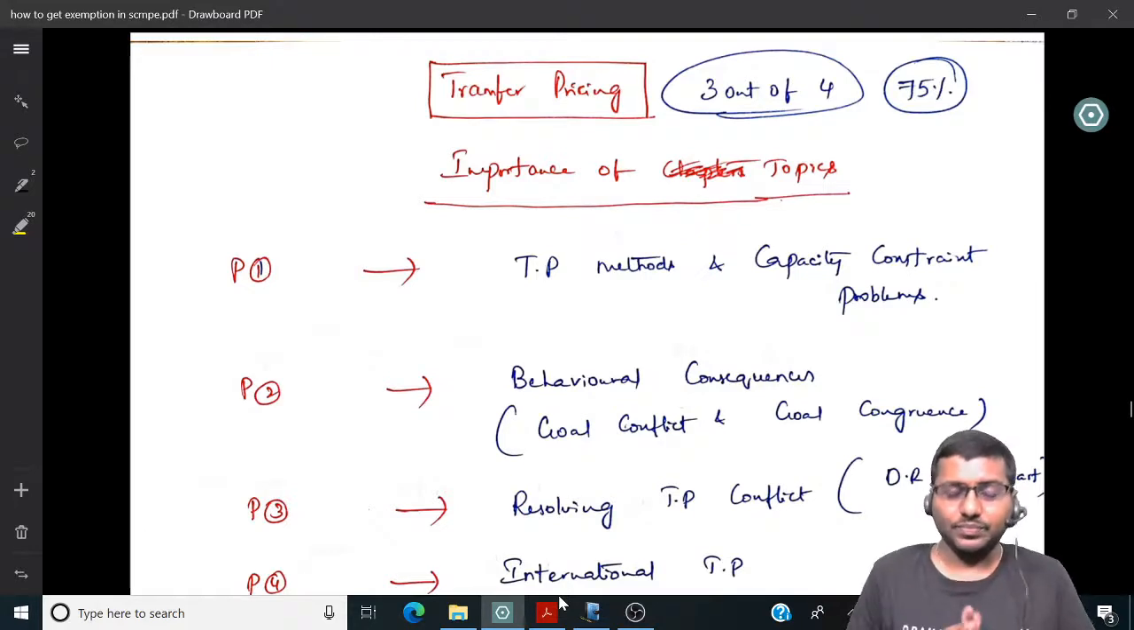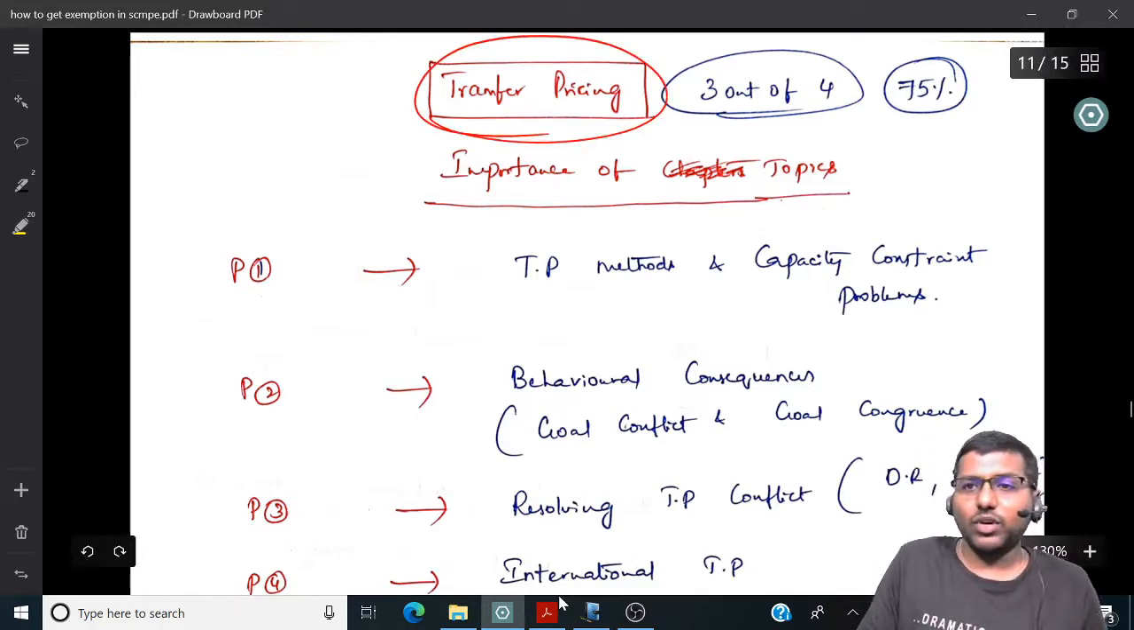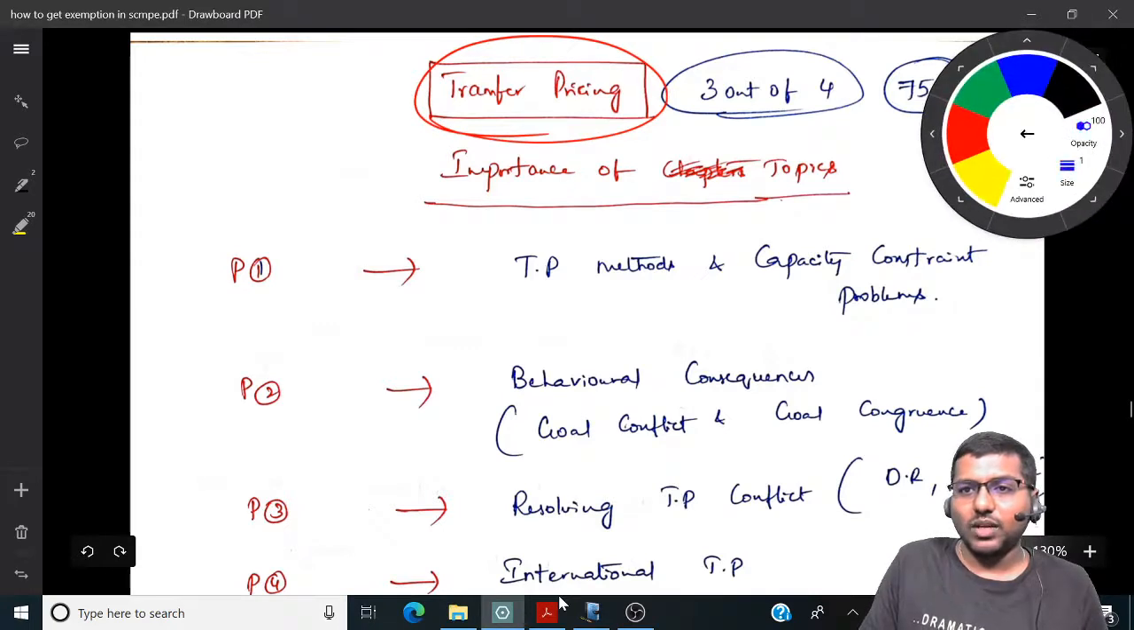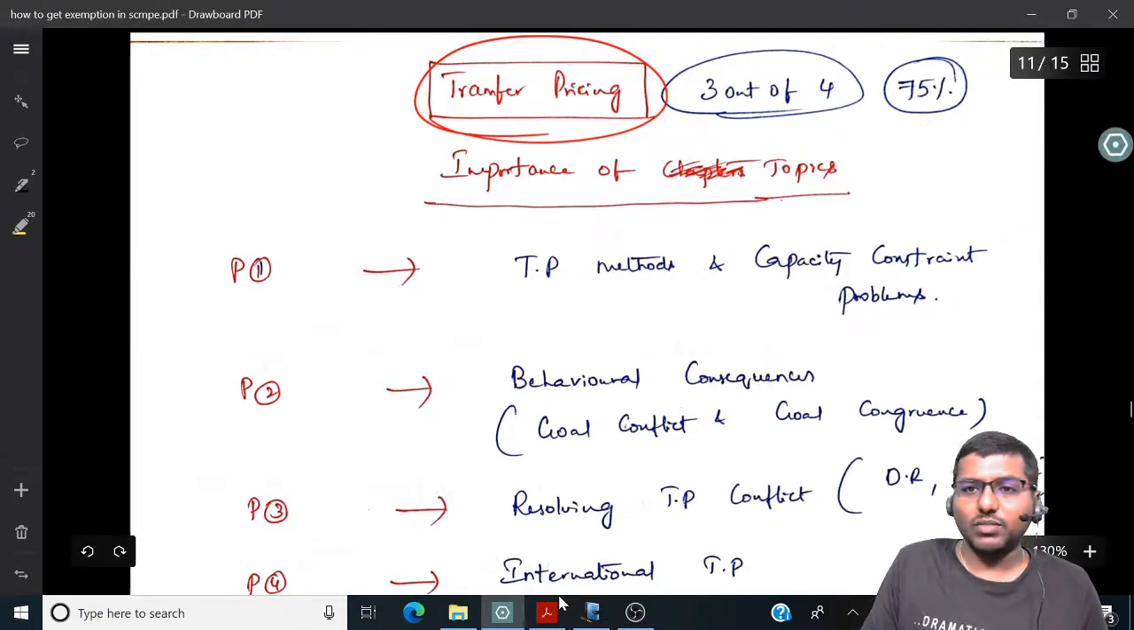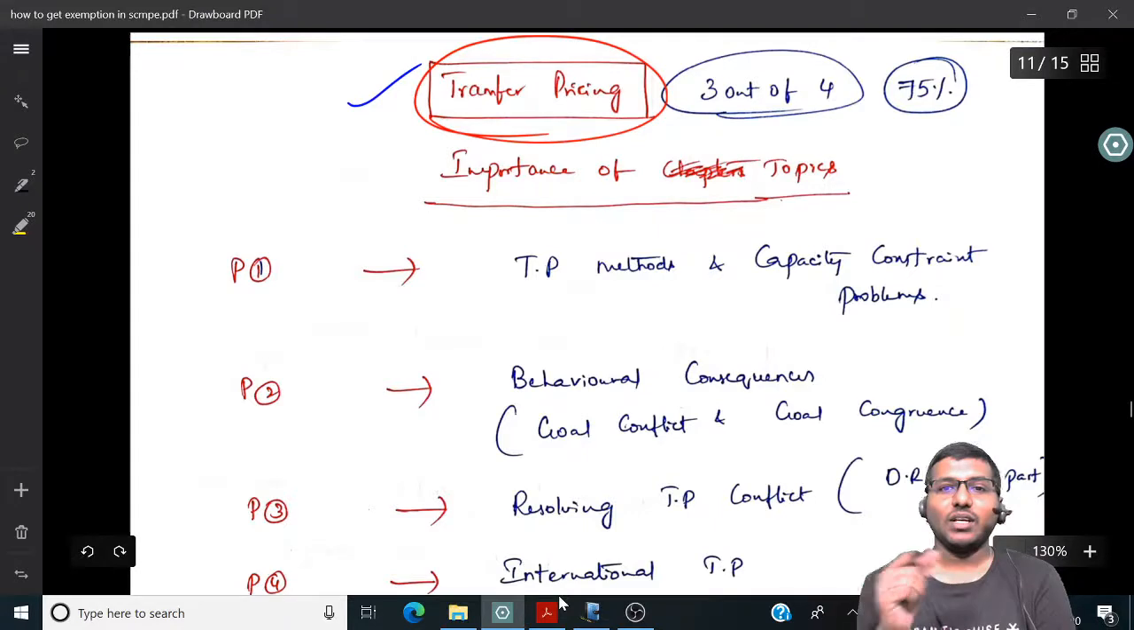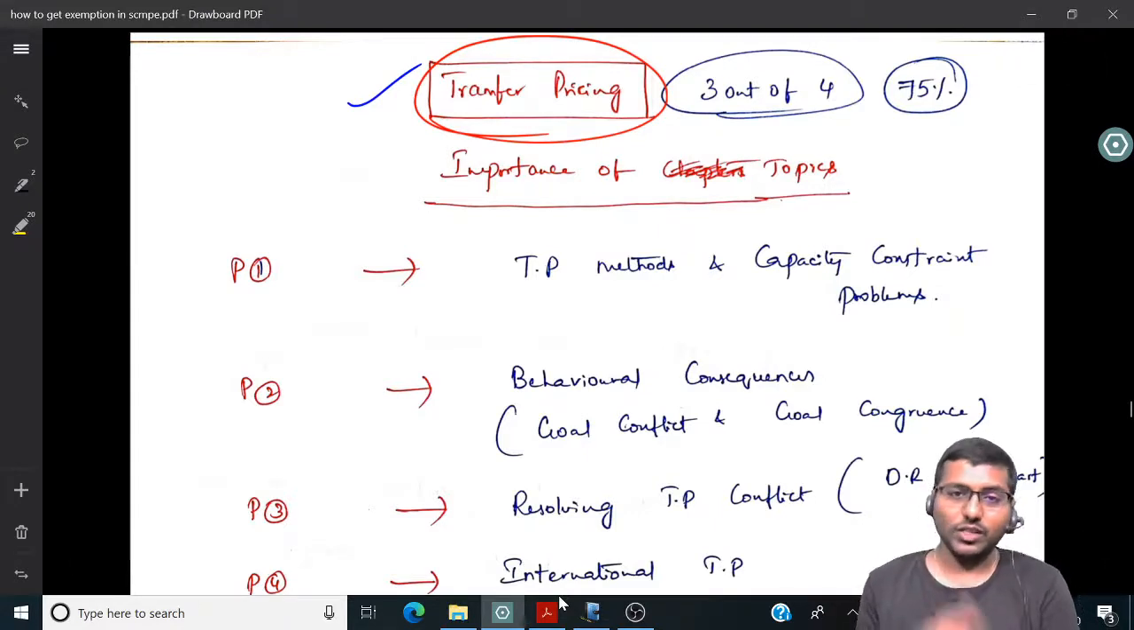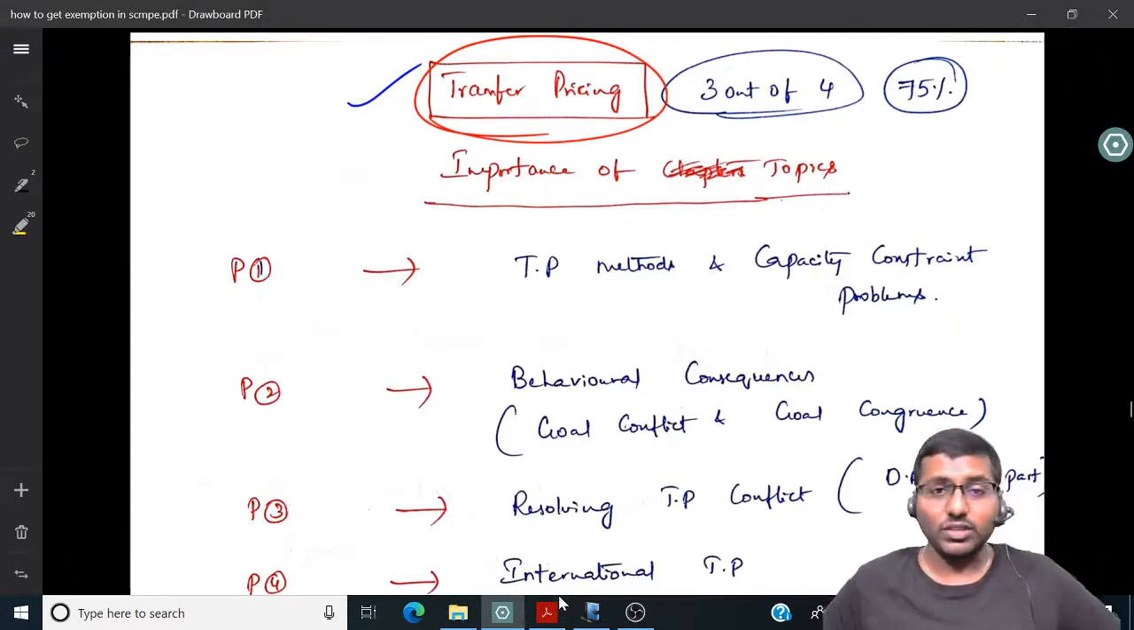Right, friends, let's come to the next chapter on how to get exemption in SCMPE by PK sir. Now we're going to see another important chapter, that is transfer pricing. Many students have been continuously messaging me with respect to this particular chapter, asking when transfer pricing is going to be covered. After decision making, I've received the most requests for this chapter itself.